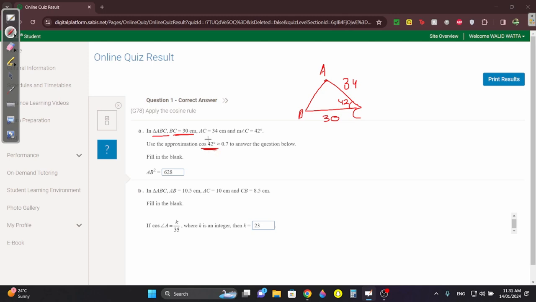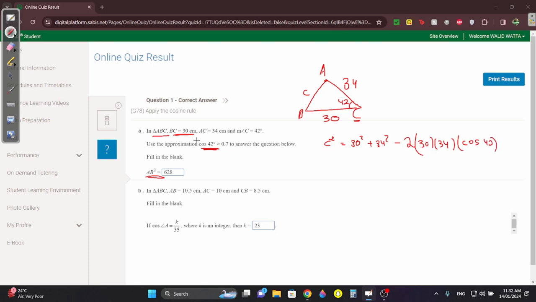They're telling you to use cosine 42, so you should know what formula to use. So we're using the cosine rule. And what do they want? They want AB squared. AB in this case is opposite to angle C, right? So since it's opposite to angle C, we're talking about C. So what was the formula? It's the side squared equals the other one squared, 30 squared, plus the other one squared, 34 squared, minus 2 times the other two sides, 30 times 34, times, remember, cosine of the angle, times cosine 42.